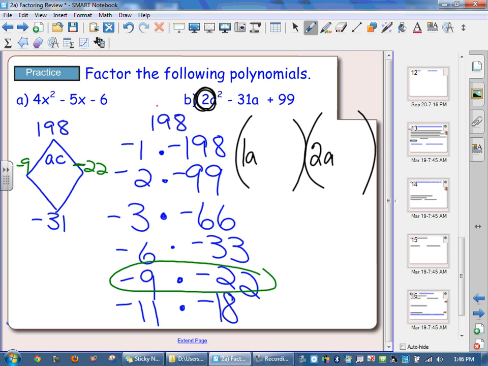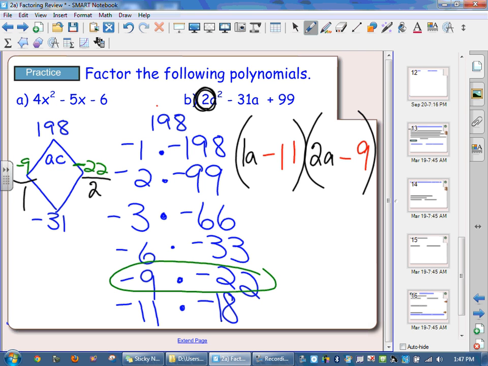Who divides by who? Does the 9 divide by the 2? No. The 22 divides by the 2, and the 9 divides by the 1. Okay? Now their answers go in the opposite bracket. So, negative 9 dividing by 1 is going to go over here with our 2A. And negative 22 dividing by 2 gives me a negative 11. That will go in that bracket.